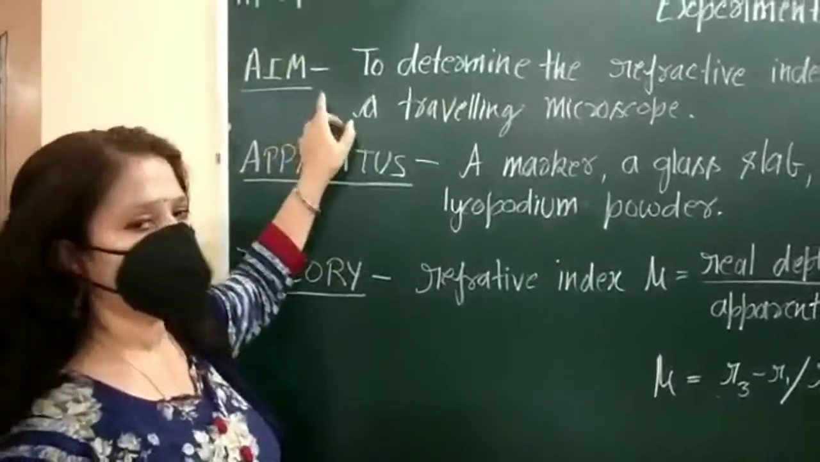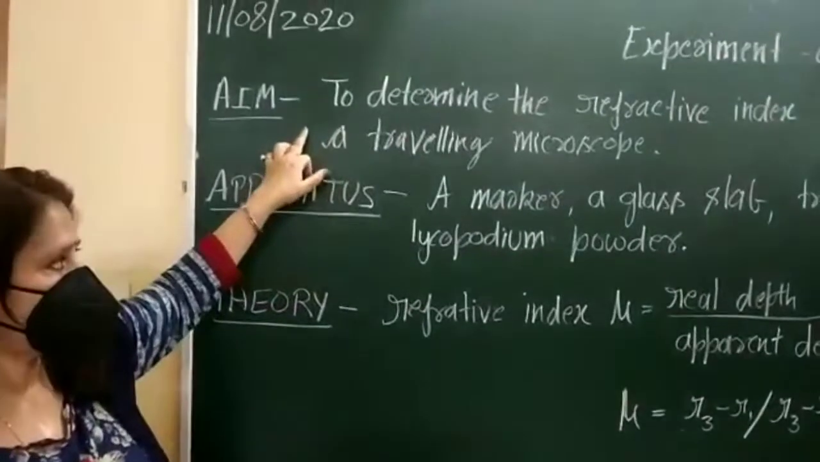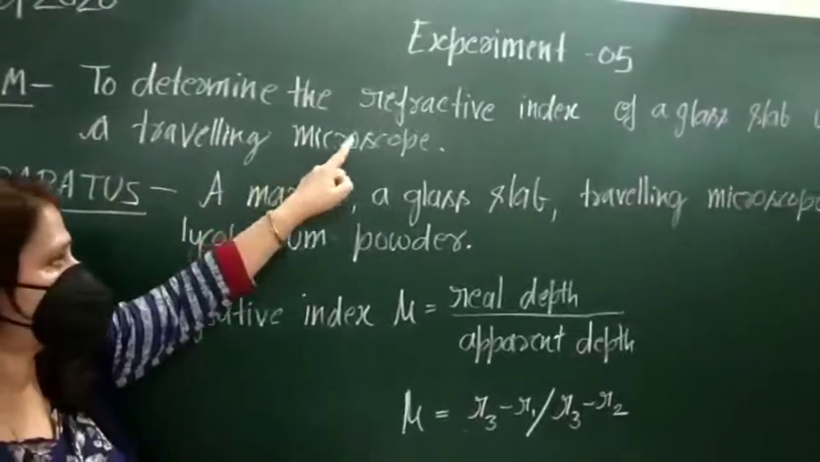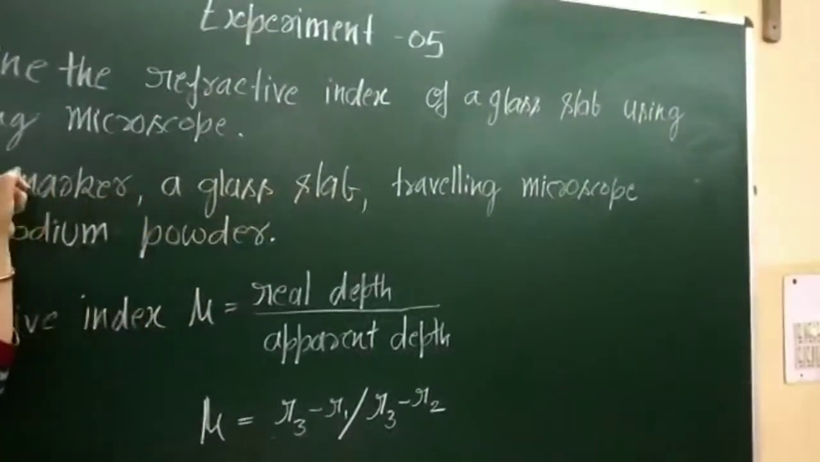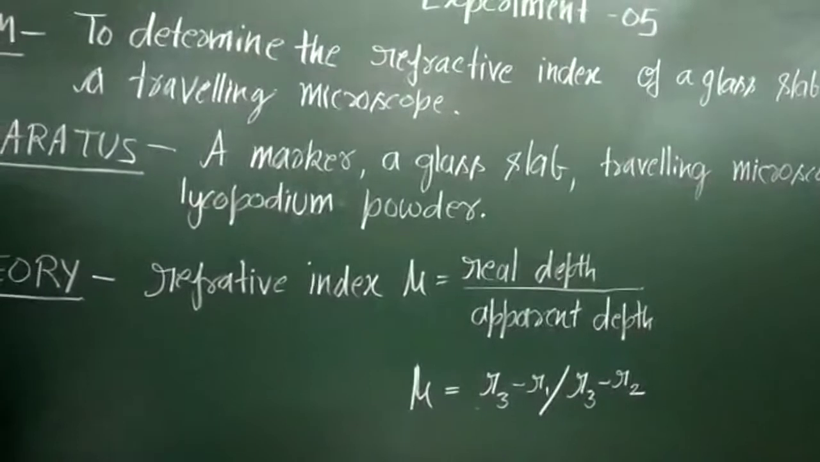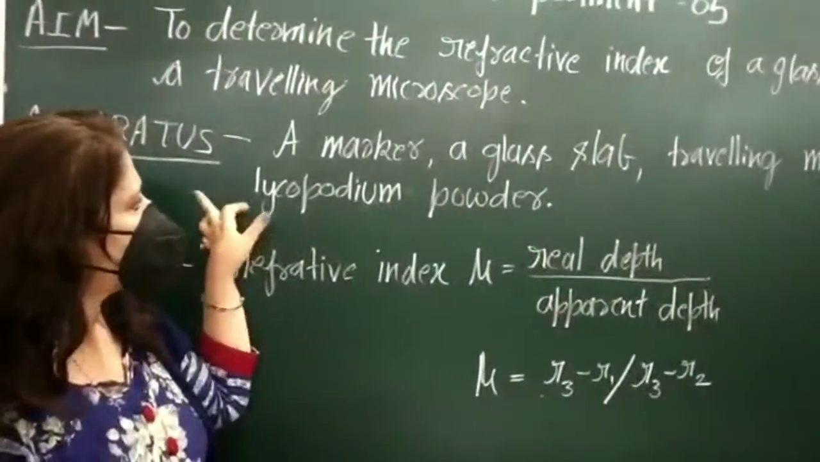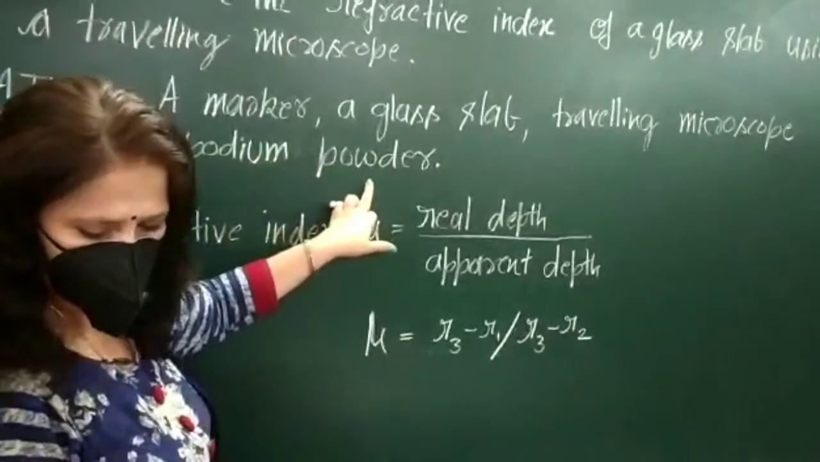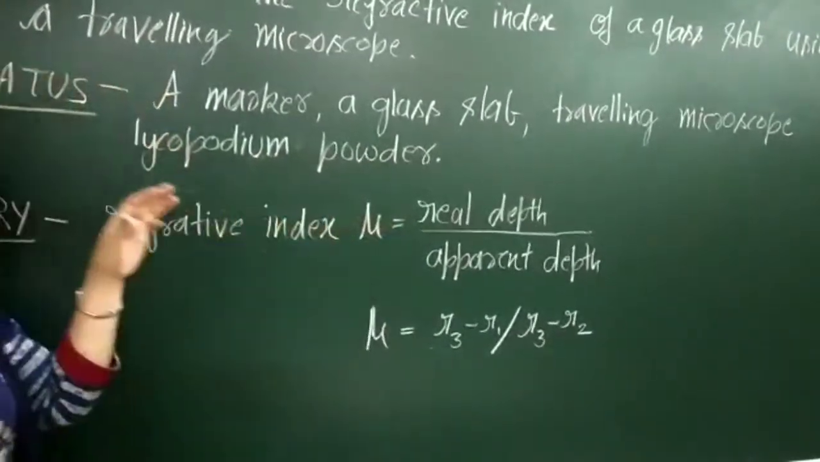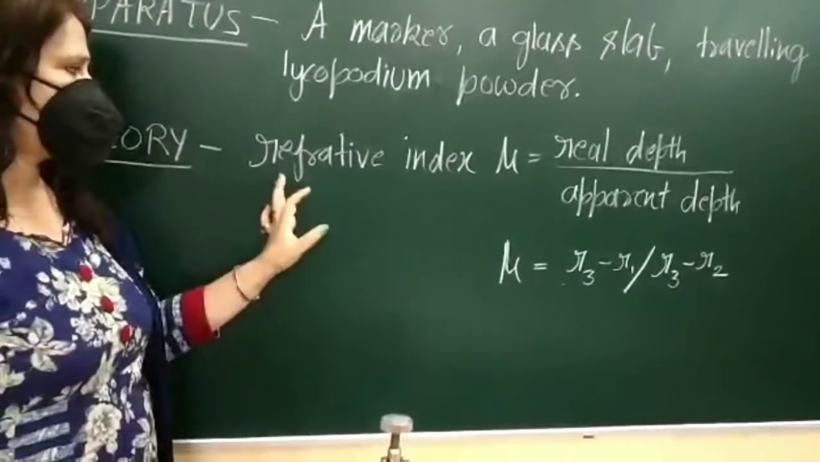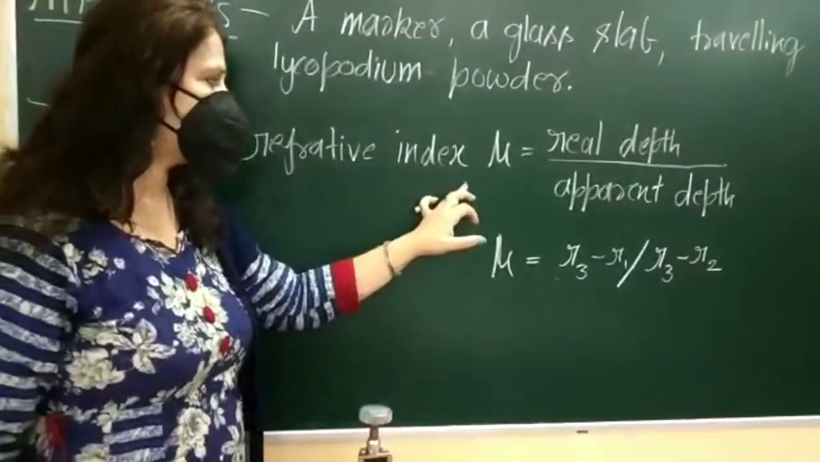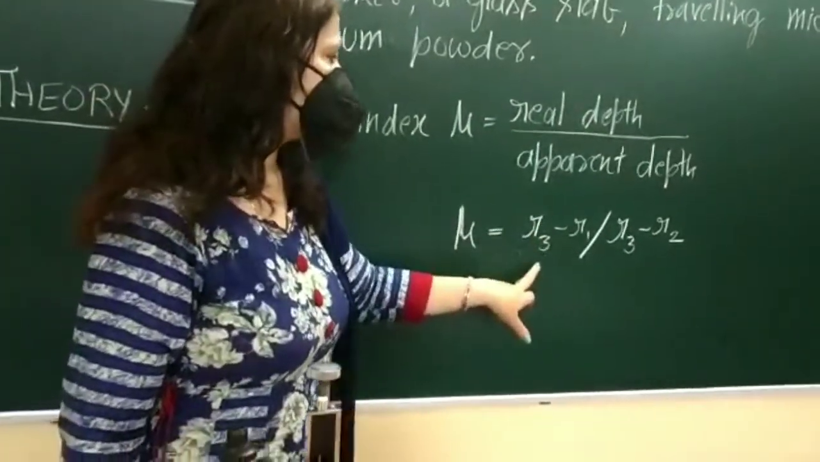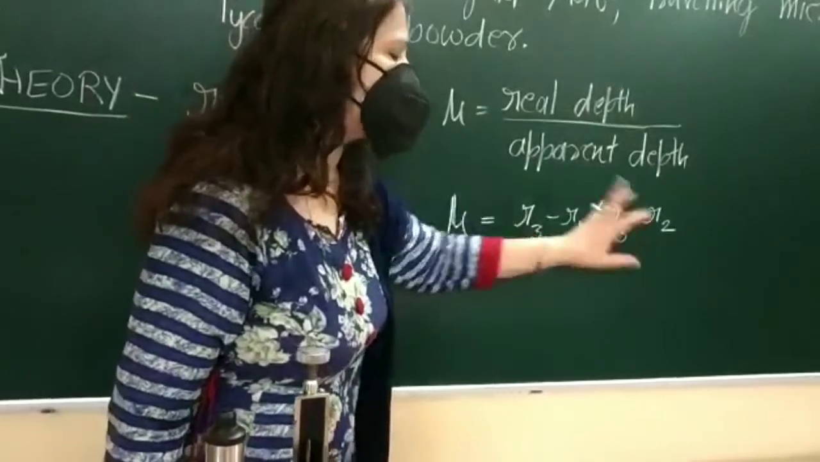Now today we are going to perform the experiment of the travelling microscope. Our aim is to determine the refractive index of a glass slab using a travelling microscope. Apparatus required are a glass slab, travelling microscope, and lycopodium powder. Basically, in the theory we first have to understand that refractive index is real depth upon apparent depth, that is R3 minus R1 upon R3 minus R2.